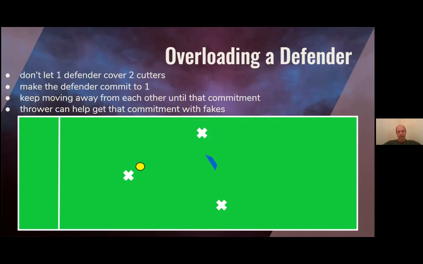And one way to get the defender to commit sooner, and the sooner they commit, the sooner you can make the pass to the other person, is by throwing a fake. That sometimes gets them to bite towards that cutter, and then you can throw to the other one.